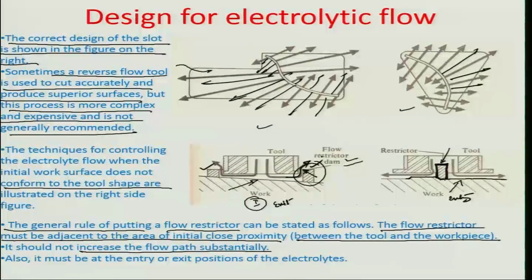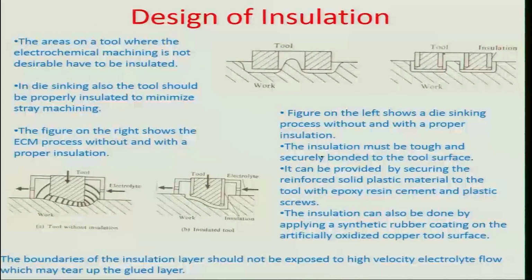Similarly are these end restrictors here. So it can be removed as the machining has been carried out or it is completed. So that is how you can confine the electrolyte in certain spaces where otherwise it may be difficult to hold the electrolyte for longer amount of time.